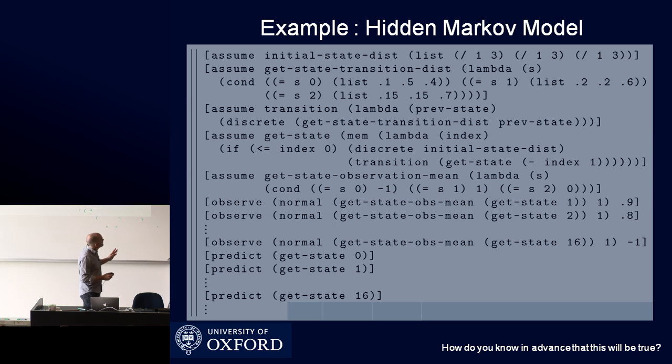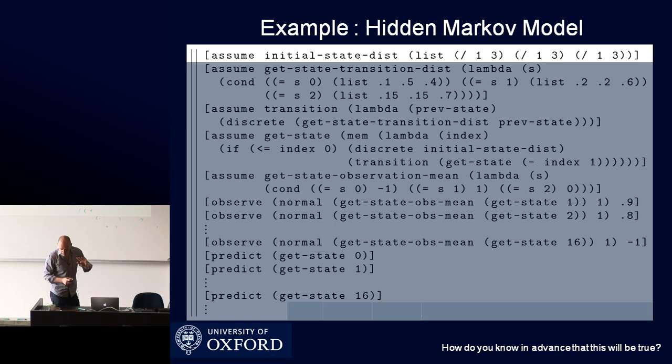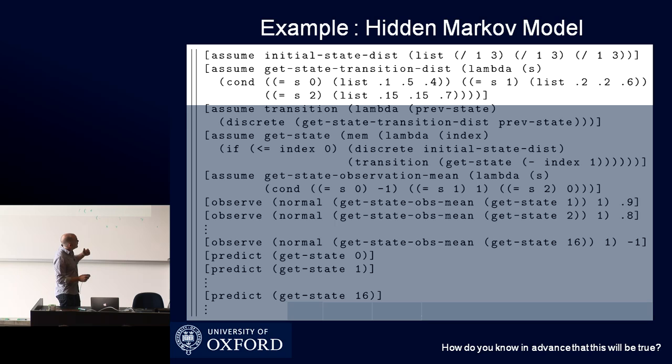So we assume this is a finite HMM where all we're doing inference over is the latent state occupancy, not the parameters. We have an initial state distribution which is just uniform over three states, so it's a list of 1/3, 1/3, 1/3. We have a state transition distribution which is a function that, given a state, returns a list conditioned depending on the value of the state. So if you're in state 0, it returns a list of the next state probabilities. This is the transition matrix.